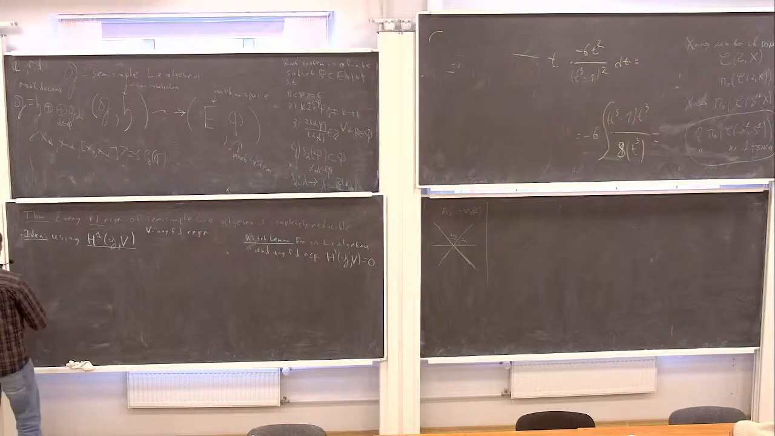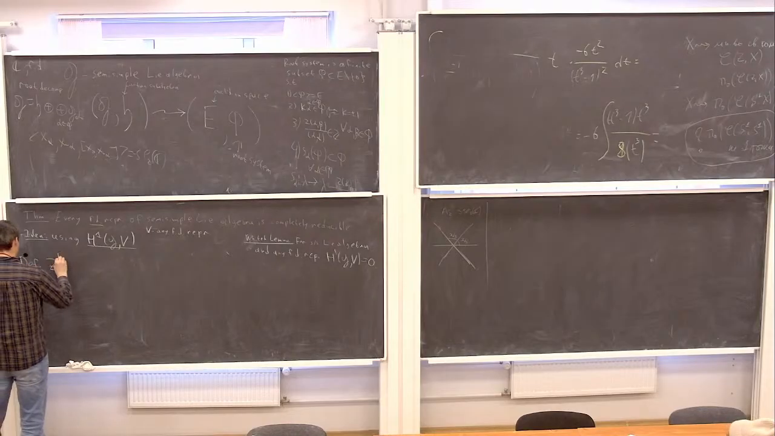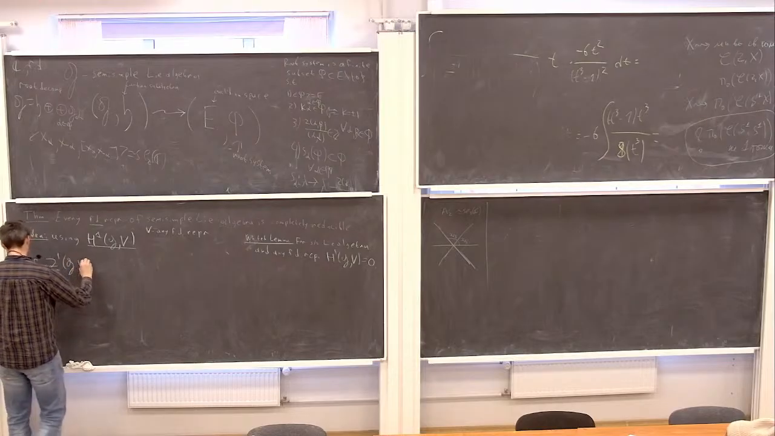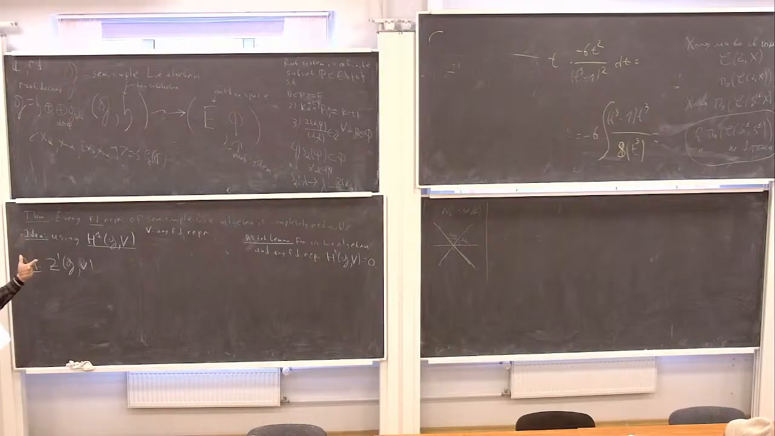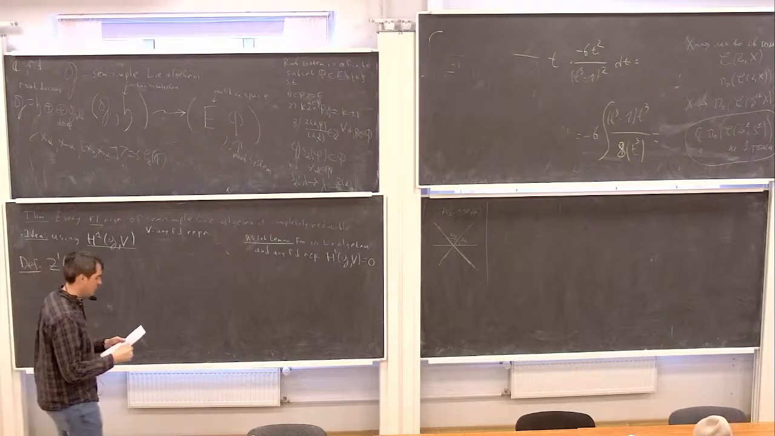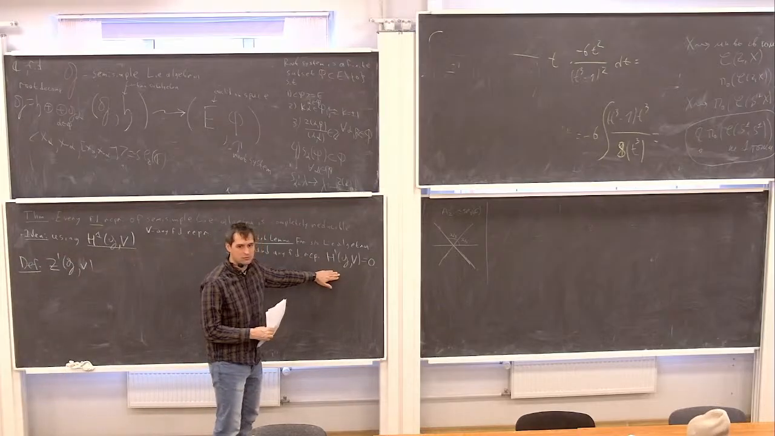So let's define. Definition. Whitehead's lemma: in fact, there are two lemmas. H1 is equal to 0, and H2 also is equal to 0.